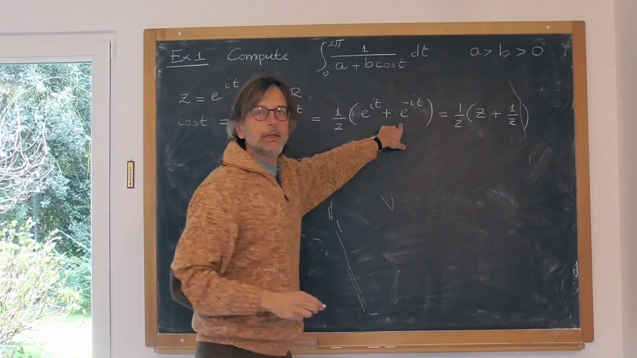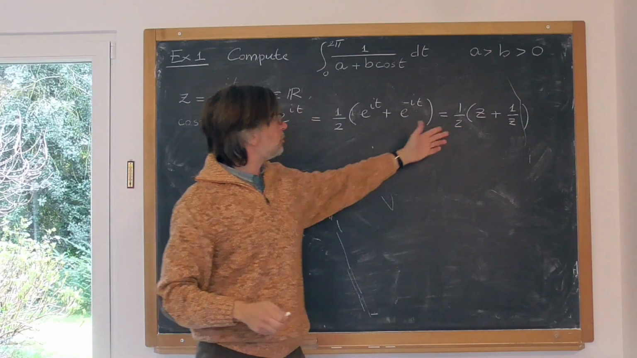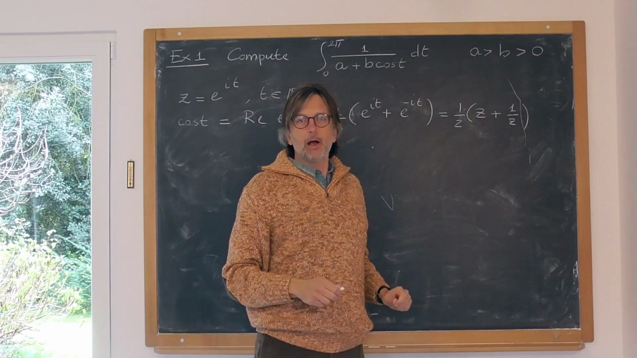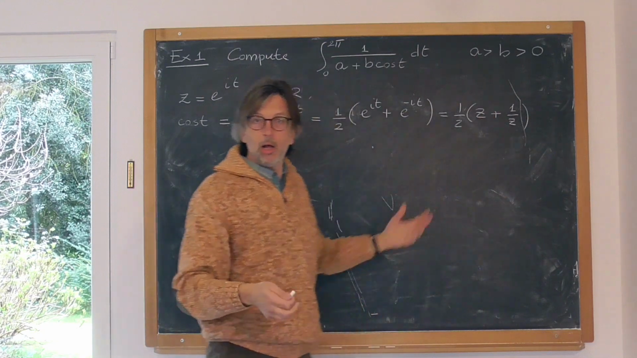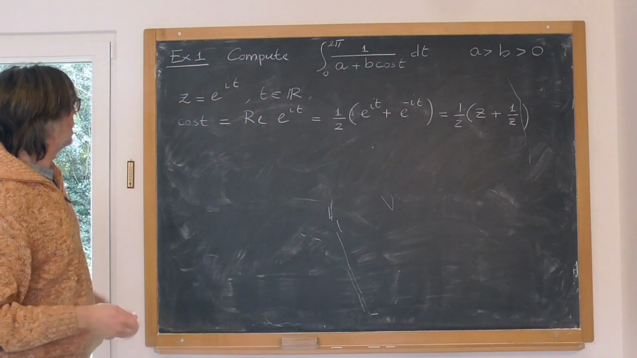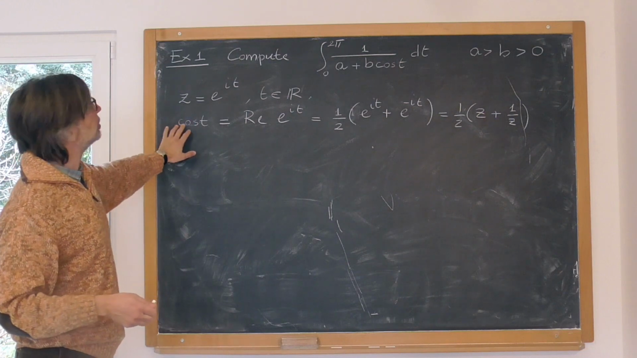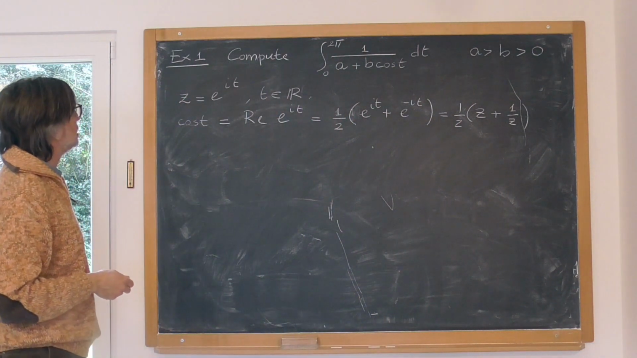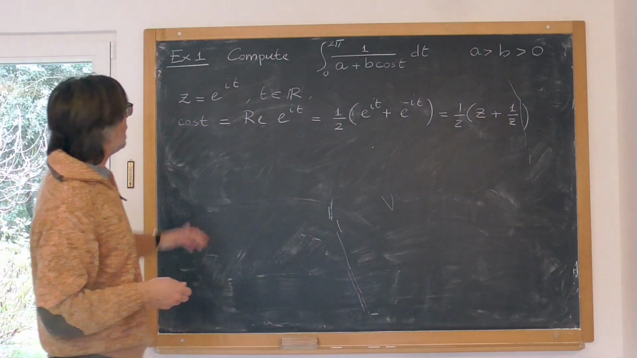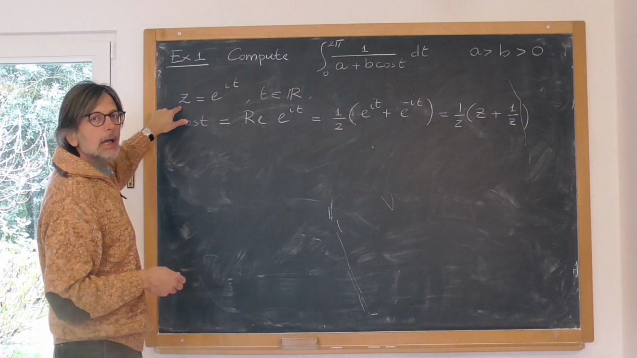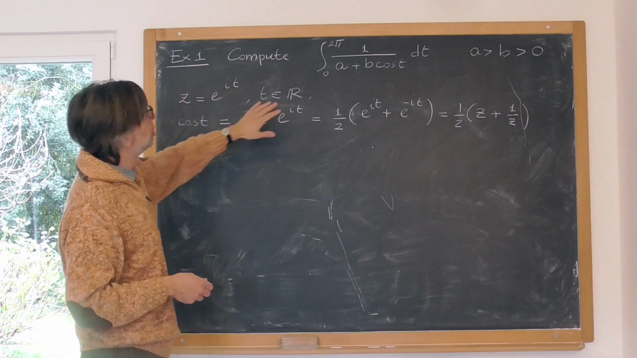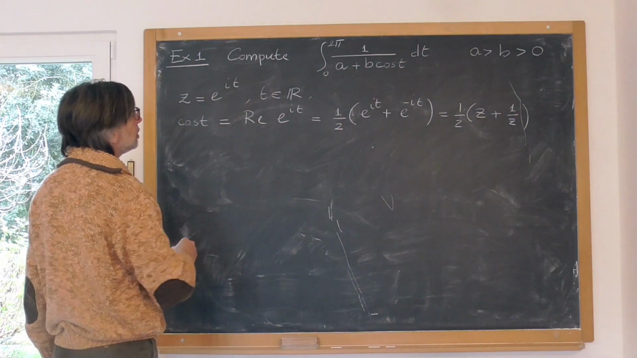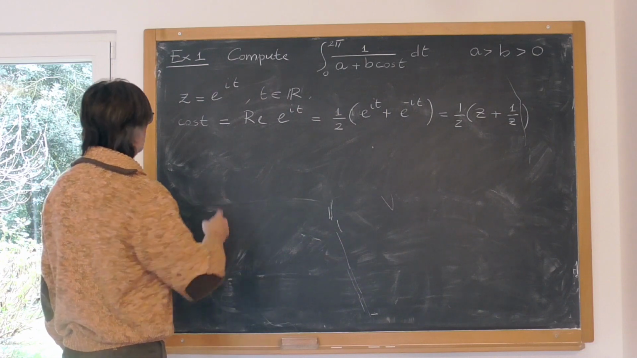We could also write here, of course, z bar, but I want to write 1 over z because in this way I see a holomorphic function of z. If I would write z bar, then this would not be a holomorphic function. So we have this well-known formula: the cosine of t is 1/2 (z plus 1 over z), when z is e to the i t. And then we can use this as a substitution in this integral.